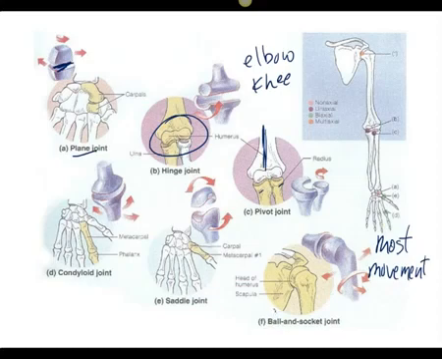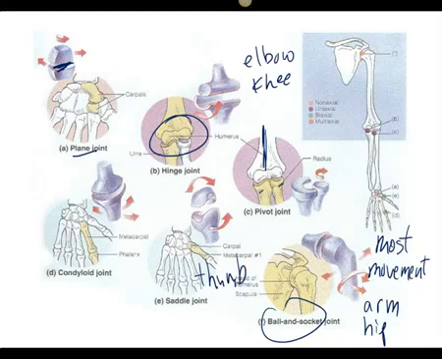Most range of movement is a ball and socket. This would be like your arm and your hip, where your arm attaches to your shoulder. Saddle joint, this is your thumb. It's very unique because only the thumb has a saddle joint. And then in your knuckles, we have these unique things called condyloid joints, based on the shape of one bone and the shape of another, how it fits in.